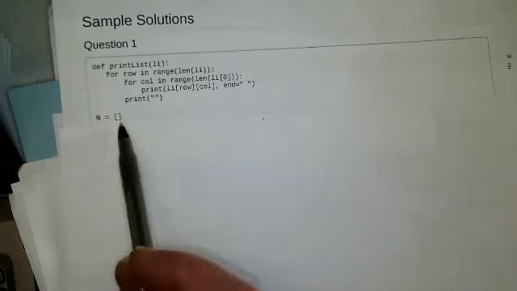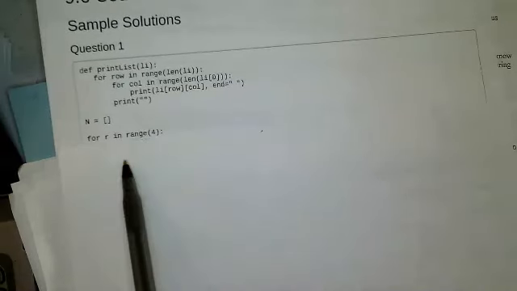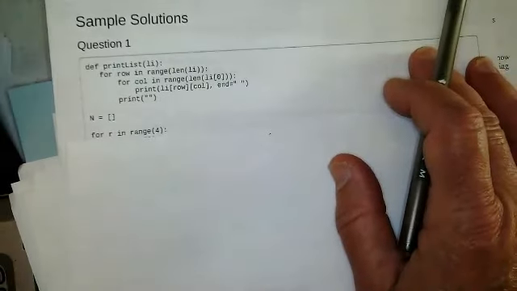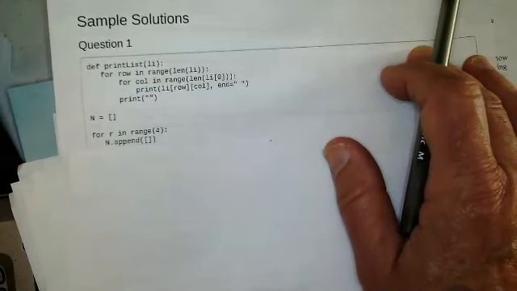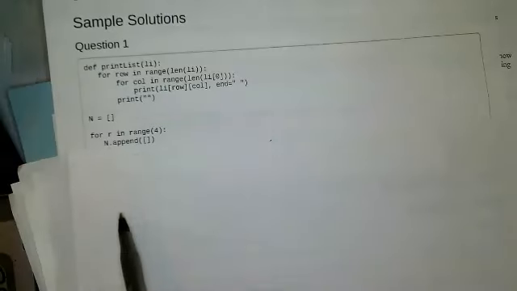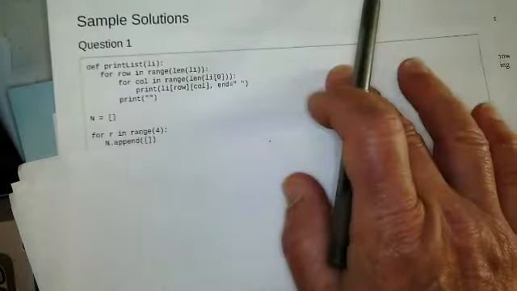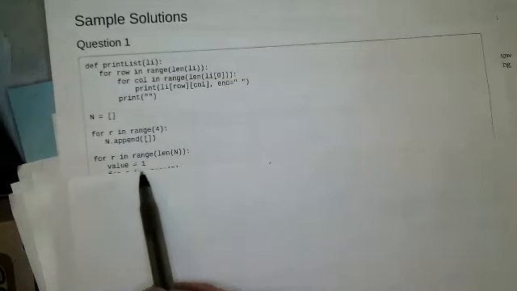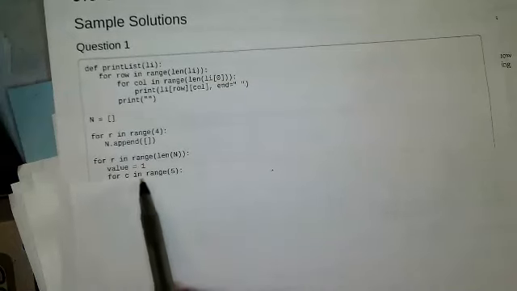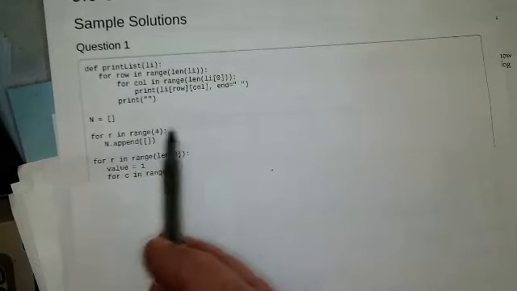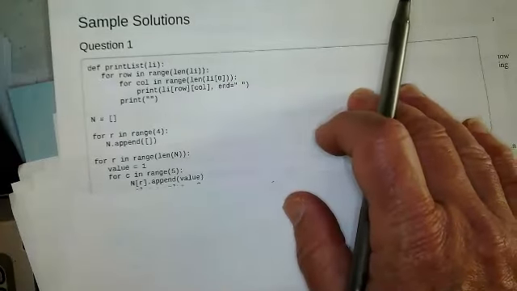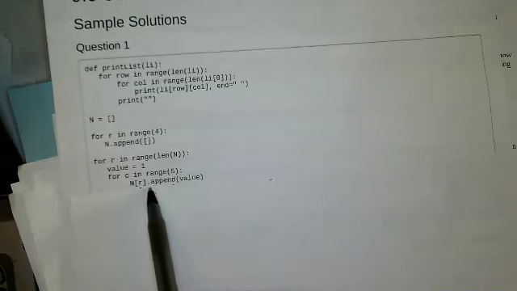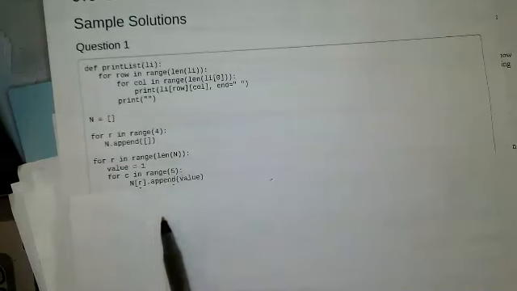Now we're going to define n as my new array. For r in range 4, because we talked about that up here, we're going to append to the list, the array. So we're going to give it 4 rows. Then for r in range length of n, value equals 1, for c, our columns, in range 5. So we're going to have 4 rows and 5 columns. And then we're going to take n of r and append the value. Notice there's a decimal there, colons here.